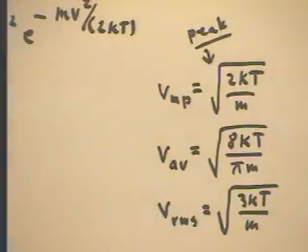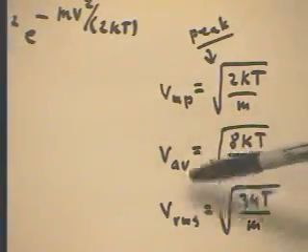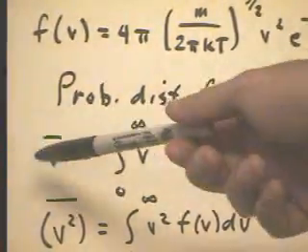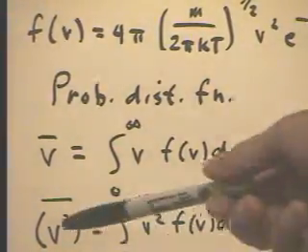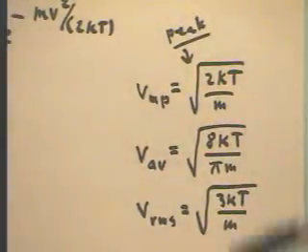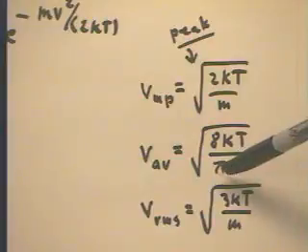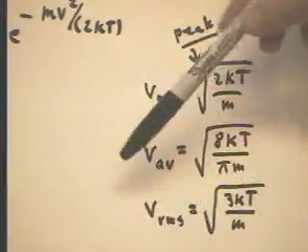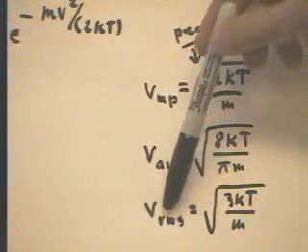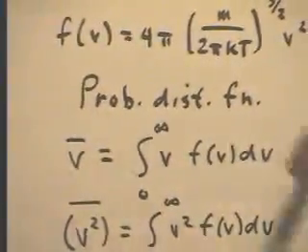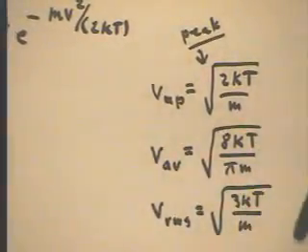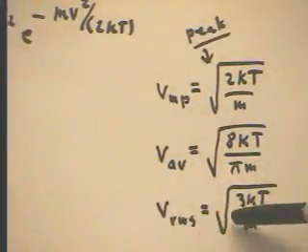of 2kT over m. The average velocity, well, to get the average velocity, we just do the integral that we just saw over here. Or to get the average squared velocity, we can do this integral. And if we perform those integrals from 0 to infinity and so forth, we find that the average velocity is this, and that the square root of the average squared velocity, which is called the root mean square velocity, is just the square root of the average of the squared velocity. The root means we take the square root of the average of the squared velocity. So we get the RMS velocity equal to this.